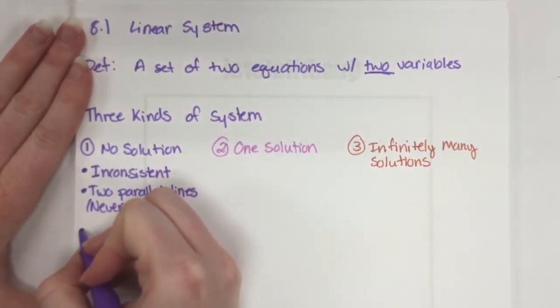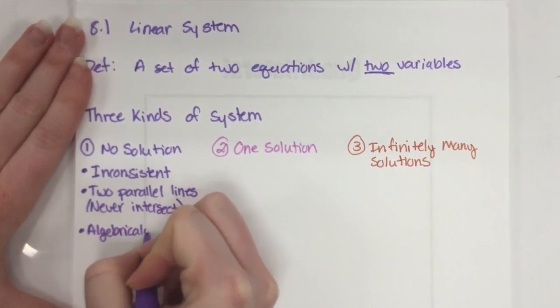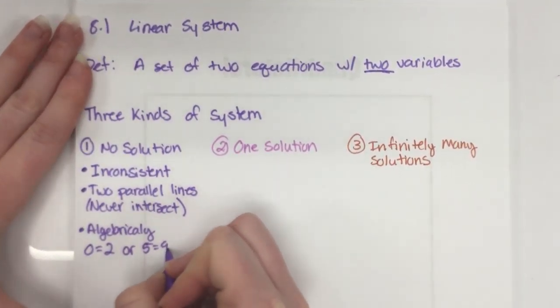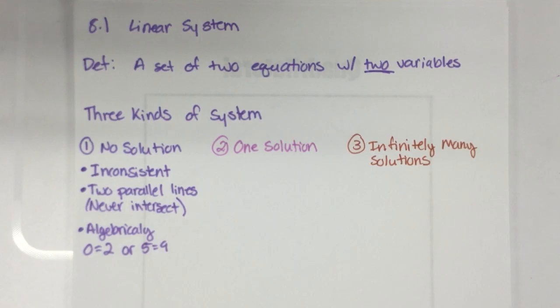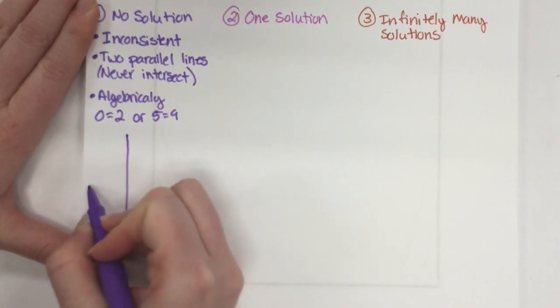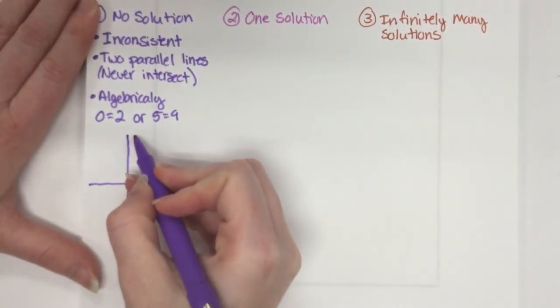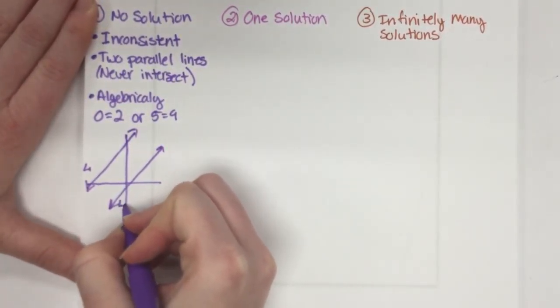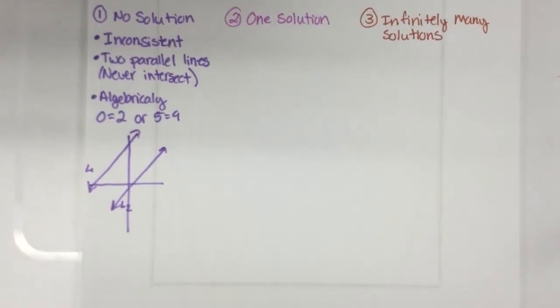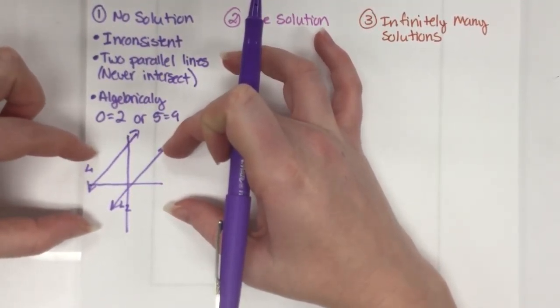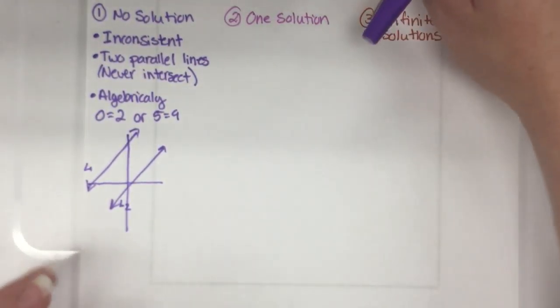Algebraically, what this looks like is you will get something like 0 equals 2 when you're solving, or you'll get 5 equals 9. If you get something like that when you're solving algebraically, you know right away, oh, that's no solution, because 0 does not equal 2 and 5 does not equal 9. If you're solving by graphing, it would look something like this: we'd have a line right here, and then a line right here, and we call them line one and line two. So those are the two ways you can identify no solution. Graphically, you've got parallel lines. Algebraically, you have something that makes no sense because 5 does not equal 9.